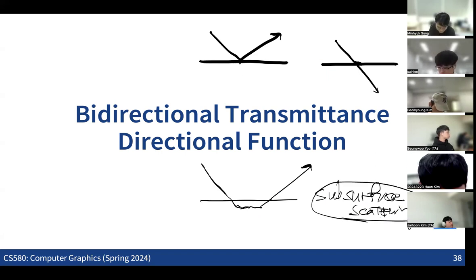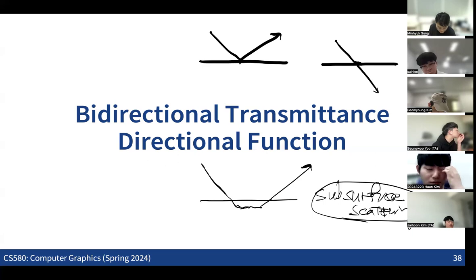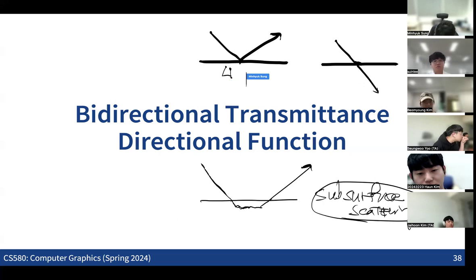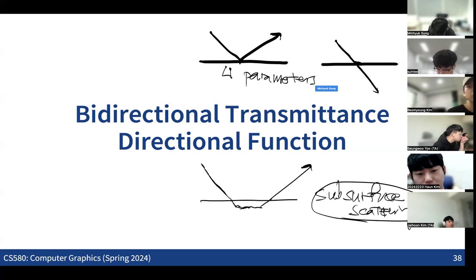So we can also think about defining a bidirectional function for those kinds of cases. One quick question is that if we define this subsurface scattering, then how many parameters do we need? So for the BRDF, for the general case, we are also considering anisotropic BRDF. We have seen that we need 4 parameters, right? But if we define subsurface scattering, then how many parameters do we need?